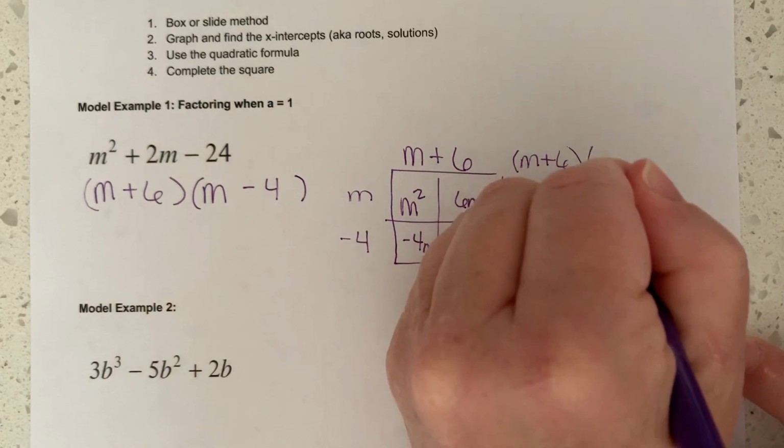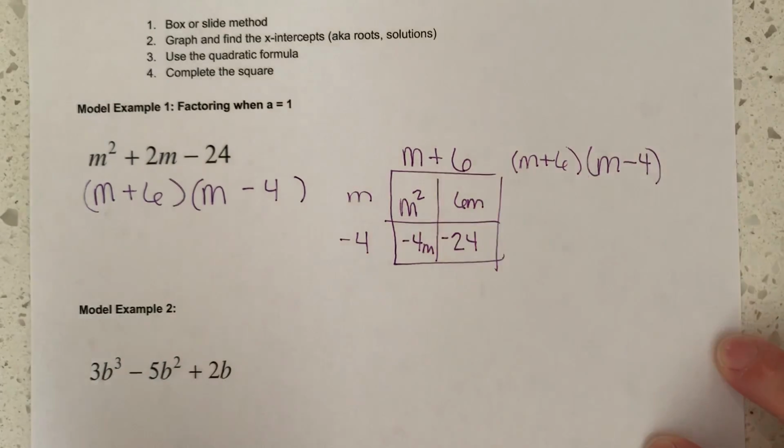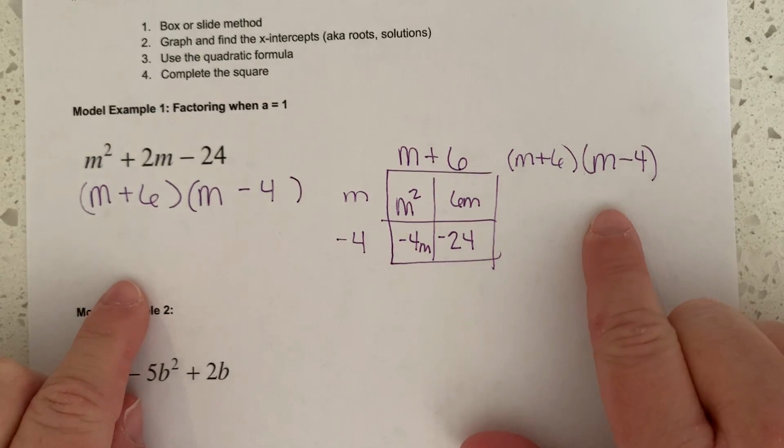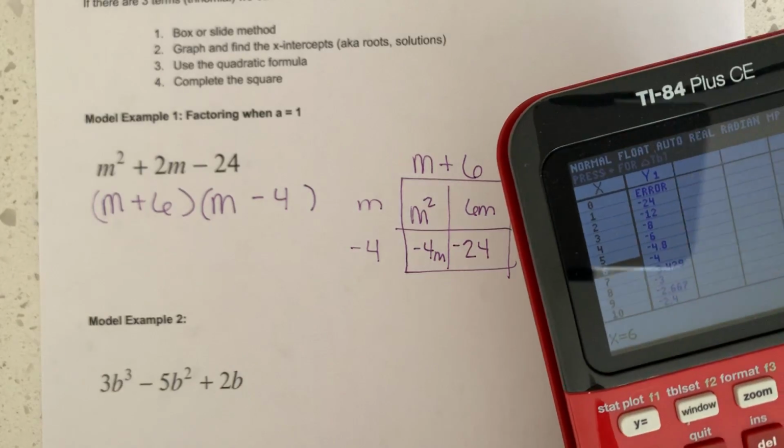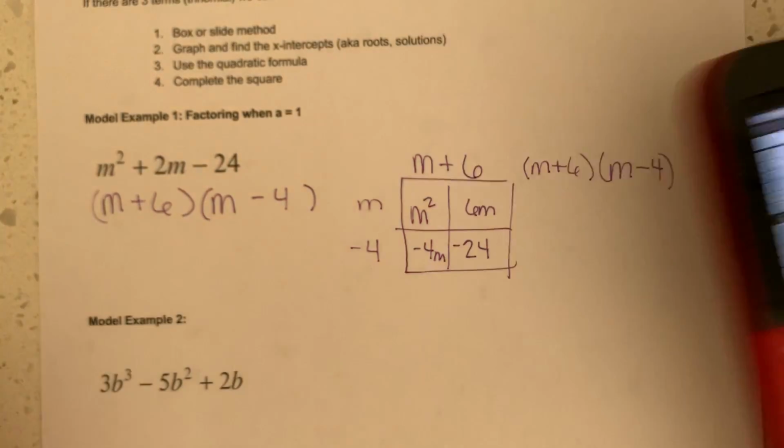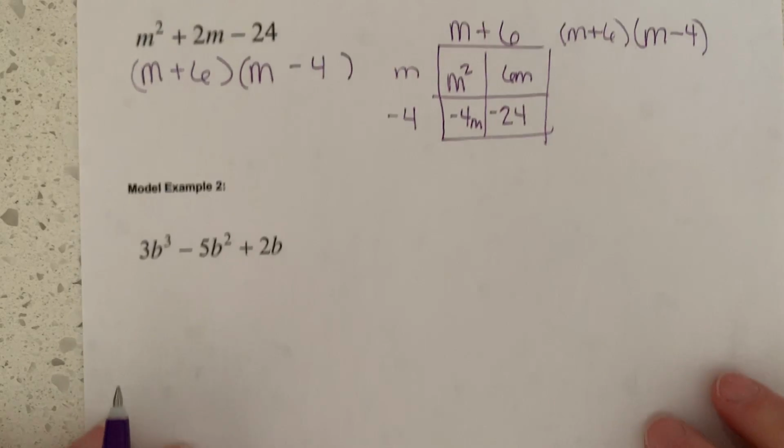And this is m minus 4. And so the box method and just dividing by using the y equals on your calculator both work. Okay? Now let's look at the second one.